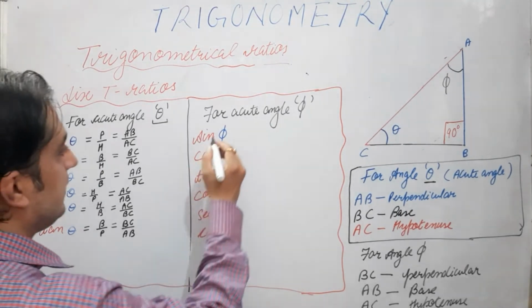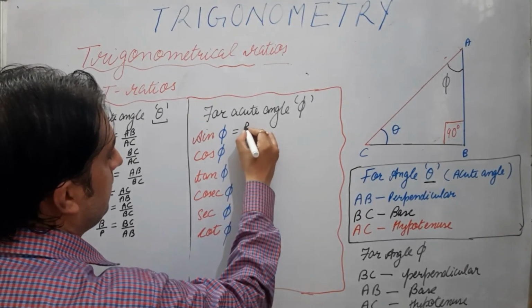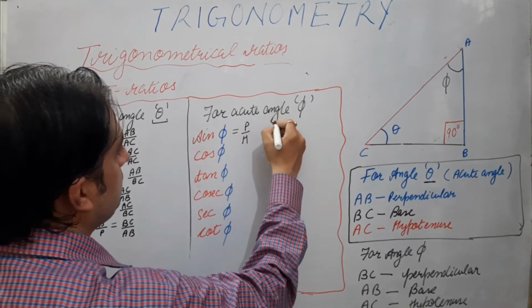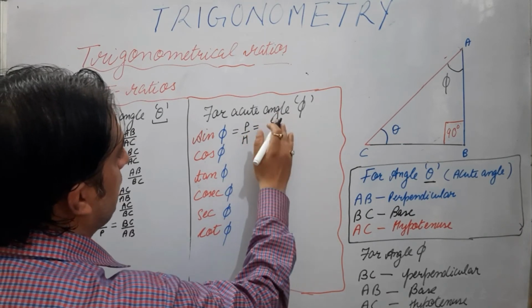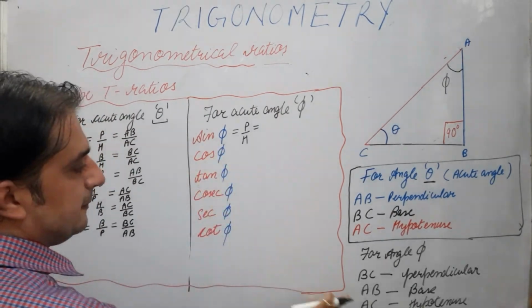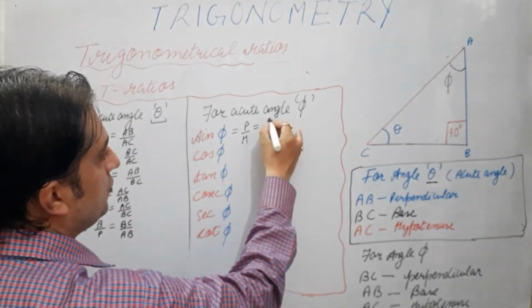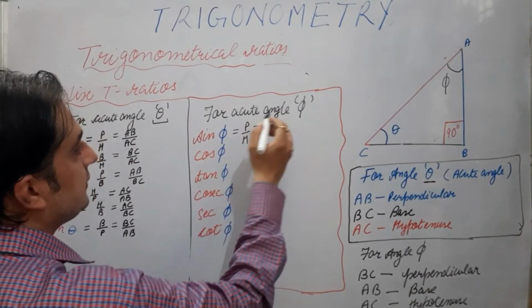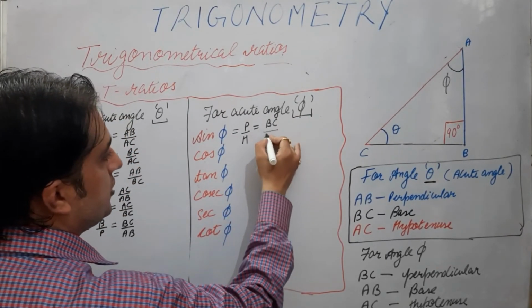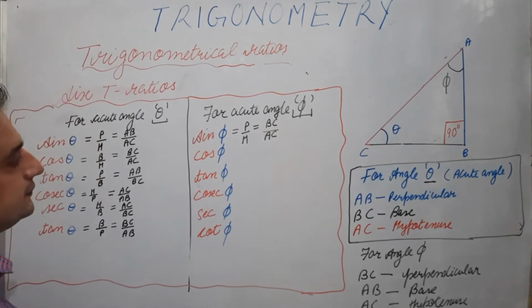Now sine is perpendicular upon hypotenuse. So this perpendicular is BC, because it is the side opposite to this angle. This is very important. And the hypotenuse has no change, that is AC.